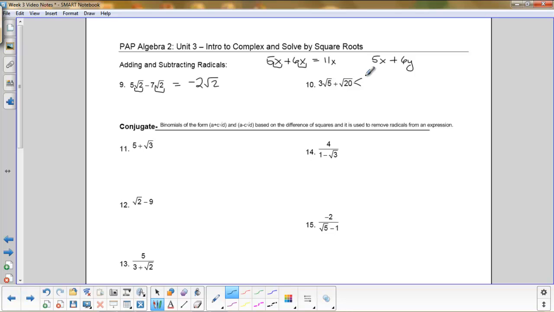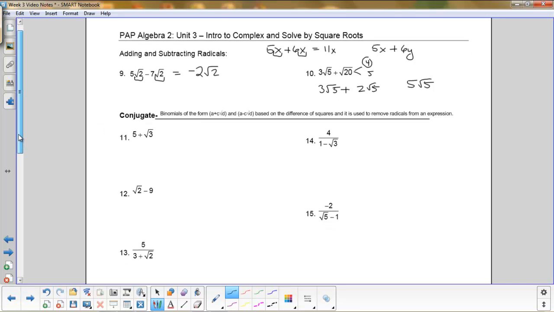So I'm going to go ahead and break 20 down to 4 and 5. 4 because it's a perfect square. I'm going to leave 3 square roots of 5 alone for just a second, and I'm going to add 2 square roots of 5 to that. Now I've got my like terms. Now I can add them. 3 plus 2 is 5. 5 square roots of 5 is my simplified expression.